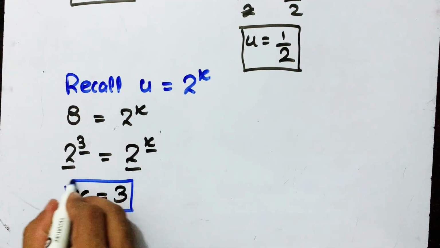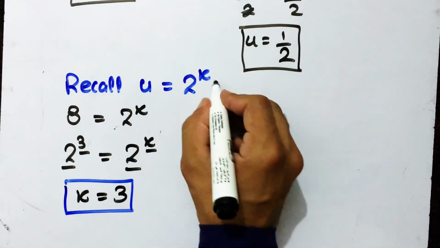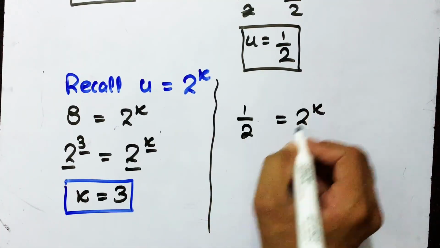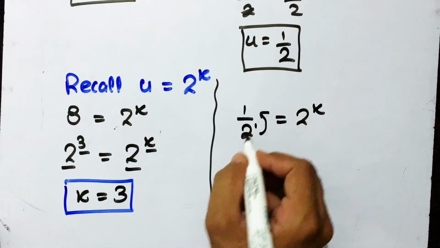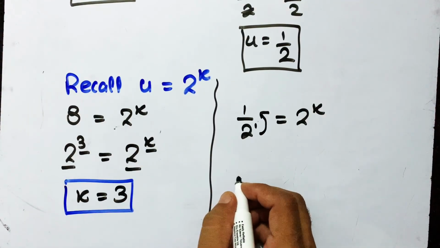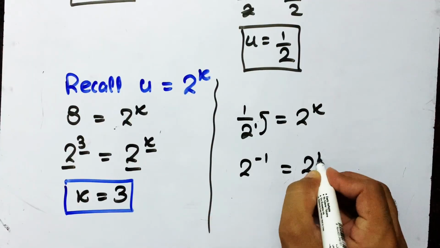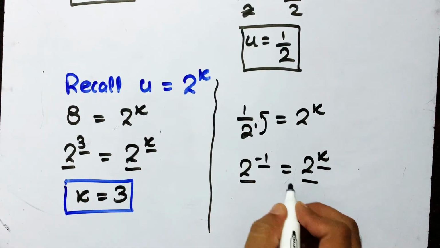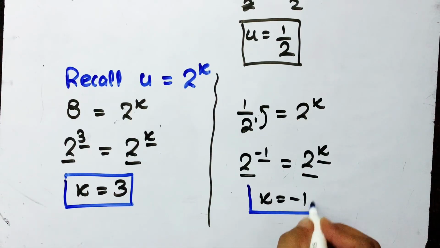Now use u equals 1 by 2. Put the value of u here: 1 by 2 equals 2 to the power of x. If it jumps upside, the power becomes negative using the quotient formula. So our equation becomes 2 to the power of minus 1 equals 2 to the power of x. The bases are the same, so the powers are the same. So x equals minus 1 is our second answer.